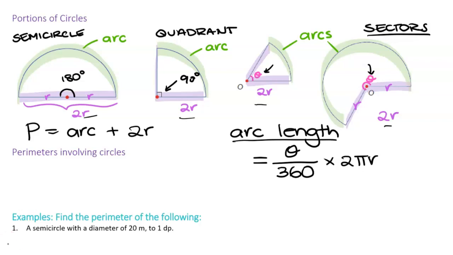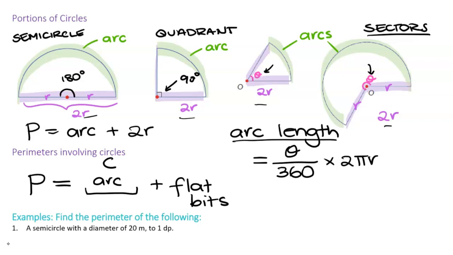So when you're doing perimeters involving circles, make sure you write P. If you have any circular bits, you're going to put circle parts. That might be an entire circumference C, or it might be a portion of the circumference, which is an arc, and you're going to add on any flat bits. If it's a semicircle, a quadrant, or a sector, those flat bits might just be 2 lots of the radius. But let's have a look at some of the questions.